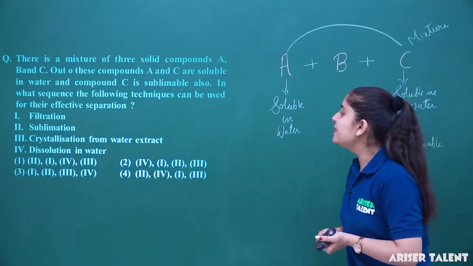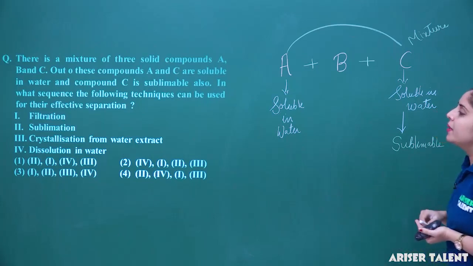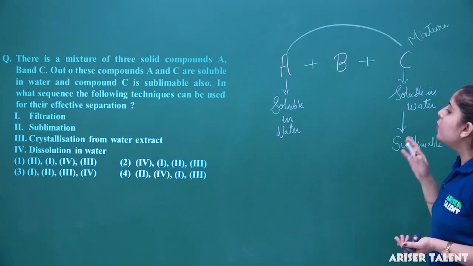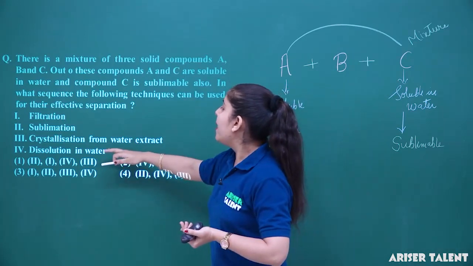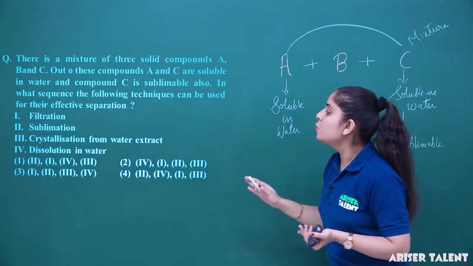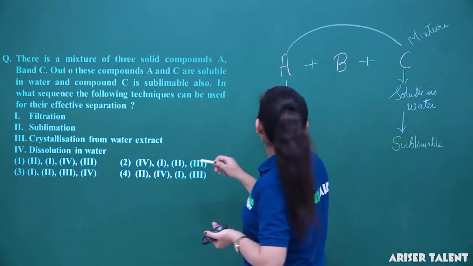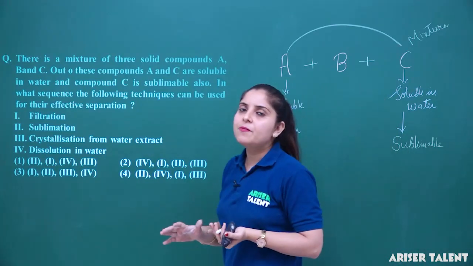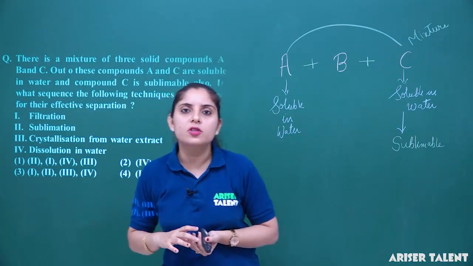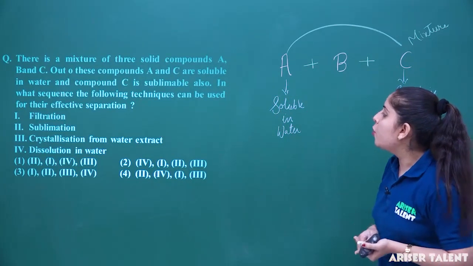Firstly, we can see that A and C are water-soluble compounds. The water-soluble compounds can be easily separated only by the method known as dissolution in water. We cannot separate them by filtration because they do not contain any impurities. If impurities are found, we can separate the mixture by the process known as filtration. So what sequence are we going to follow here?